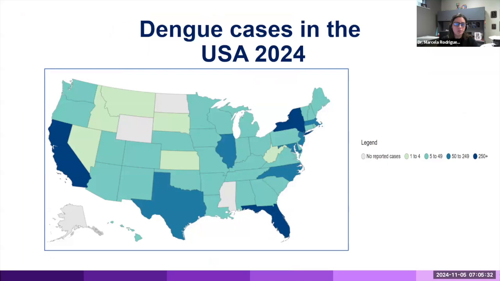So this is a map that represents the dengue cases in the USA so far in 2024. And I want to highlight the states that have the higher cases of dengue, and those are California, Florida, New York. So far in 2024, they have had more than 250 cases. And of course, Puerto Rico is one of the states that has a lot of cases in the US.